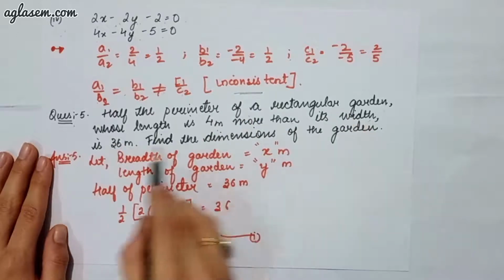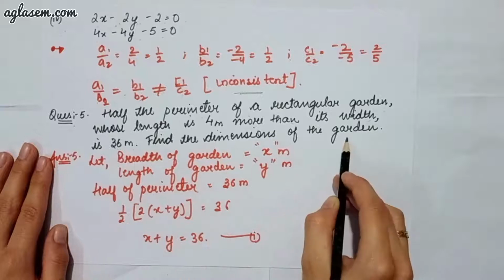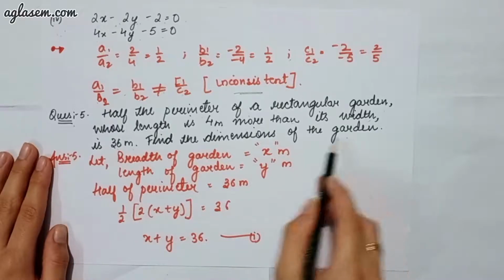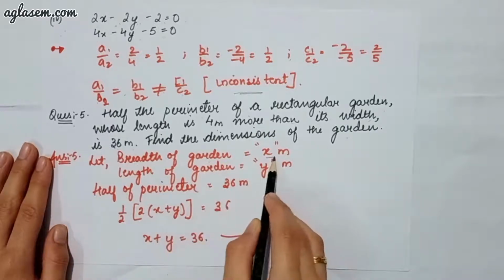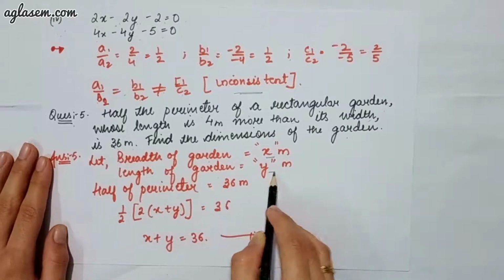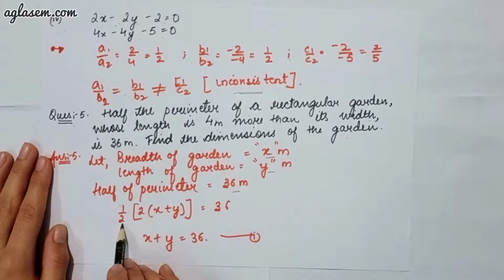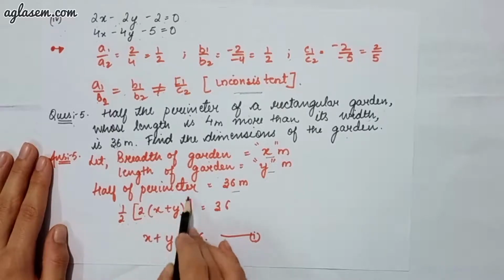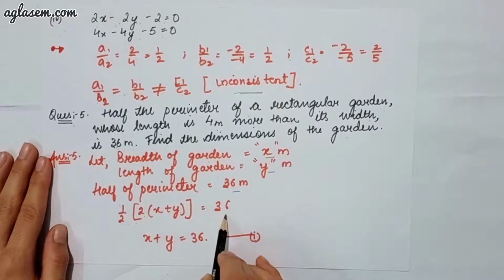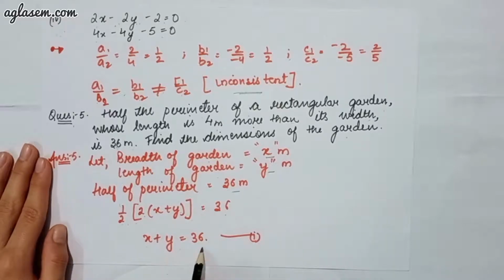The fifth question says: half the perimeter of a rectangular garden whose length is 4 meters more than its width is 36 meters. Find the dimensions of the garden. So it's very simple. We have to let the breadth of the garden be x and the length of the garden be y. So half of the perimeter is 36, which is already given to us. So here we can make an equation, that is half bracket 2 into bracket x plus y bracket close, which is equal to 36. So here we will have x plus y is 36.